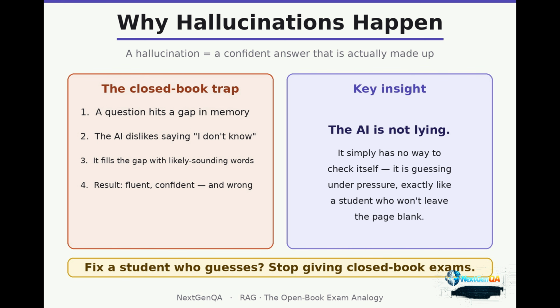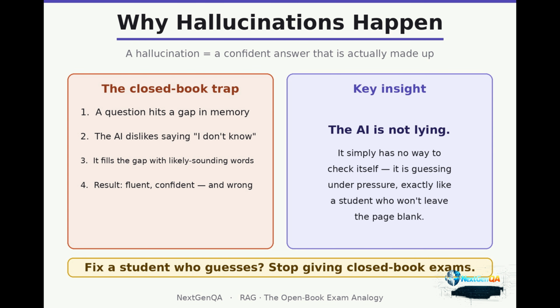Why hallucinations happen? Now we come to a word you will hear a lot, hallucination. When people say an AI hallucinated, they simply mean the AI gave an answer that sounds confident and fluent, but is actually made up or wrong.